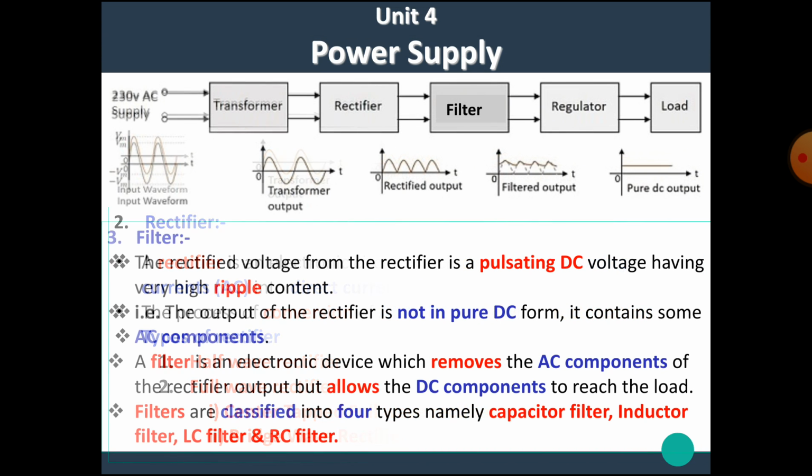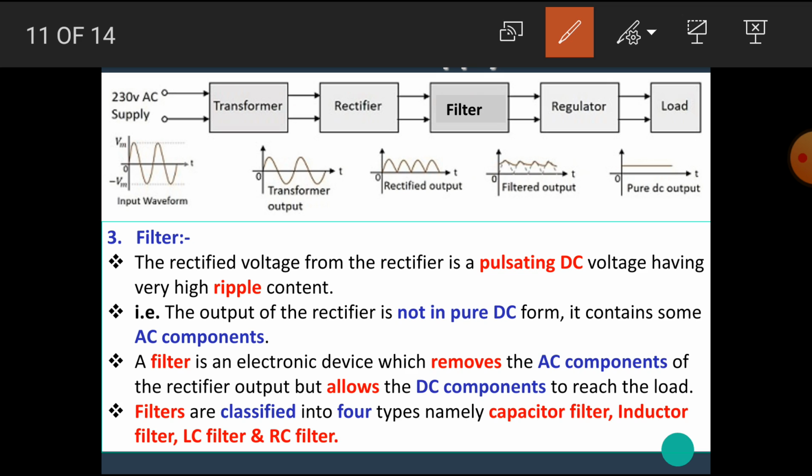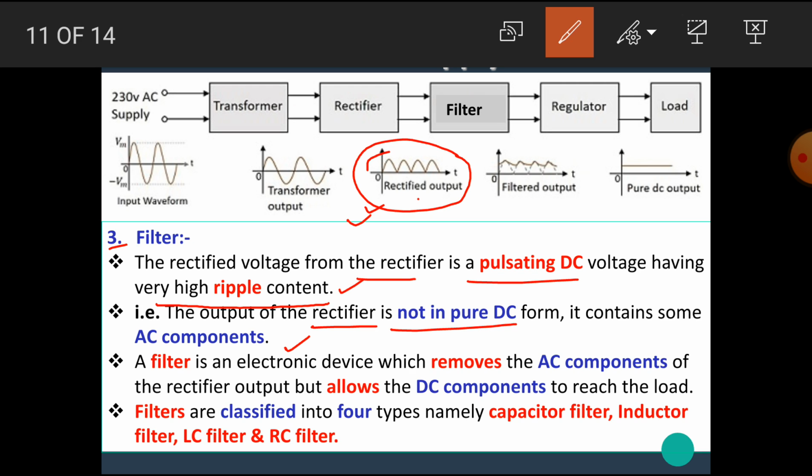Okay, now let's see the next block, the filter. The rectified voltage from the rectifier is a pulsating DC voltage having very high ripple content. This is a pulsated DC type voltage, and it has very high ripple content. Ripple content means the presence of AC component. That is, the output of the rectifier is not in pure DC form, it contains some AC components. Here, the output of the rectifier contains some DC as well as AC components.